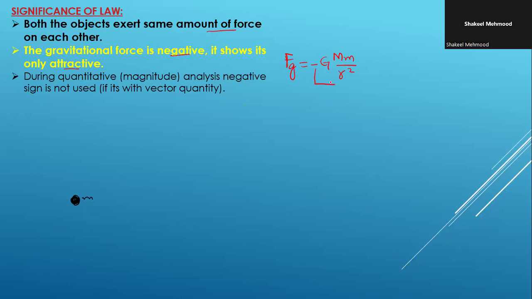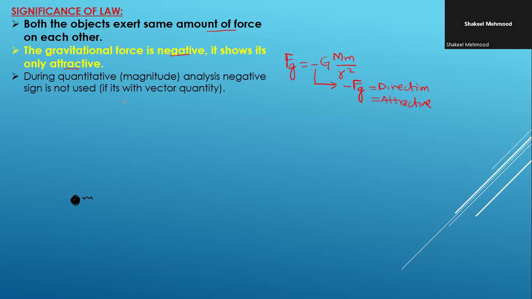So this negative sign comes with the vector; the gravitational force is negative. The gravitational force is a vector, so it shows the direction, and the direction is such that this force is only attractive. The direction is always towards the center of the planet or the object that is exerting the force.